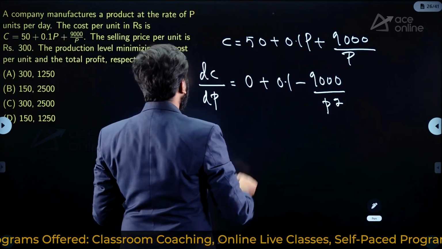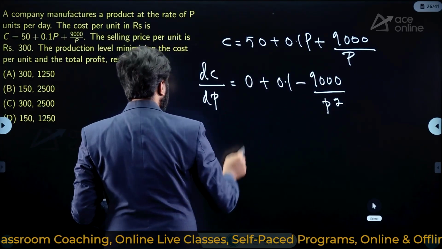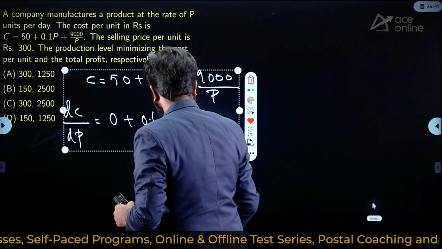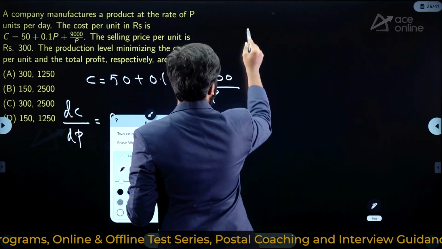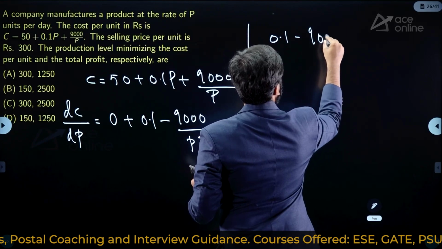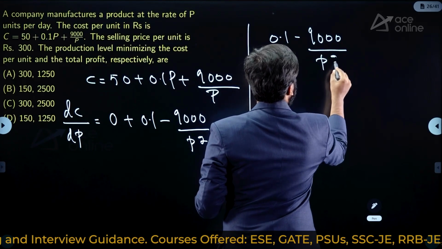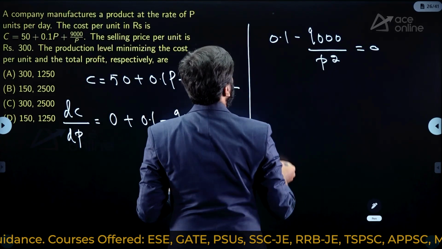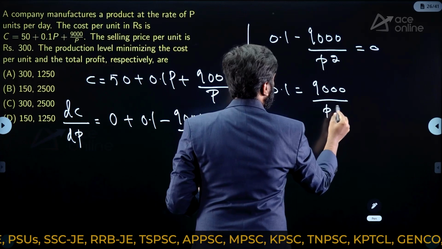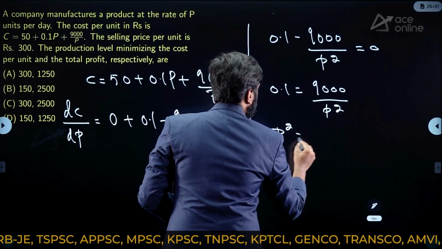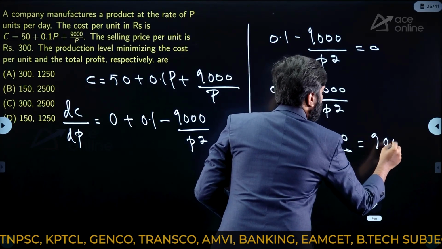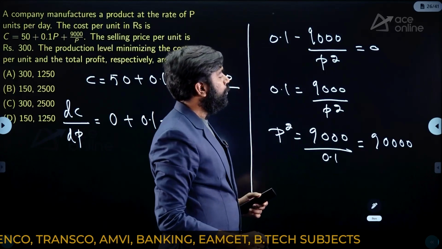What next? We usually equate this to 0 to find the stationary points. So let us equate this to 0. If you equate this to 0, what do we get? 0.1 minus 9,000 by P square is equal to 0. So you can rearrange. This is 9,000 by P square. You get P square equal to 9,000 by 0.1, which is 90,000. So P square equal to 90,000.